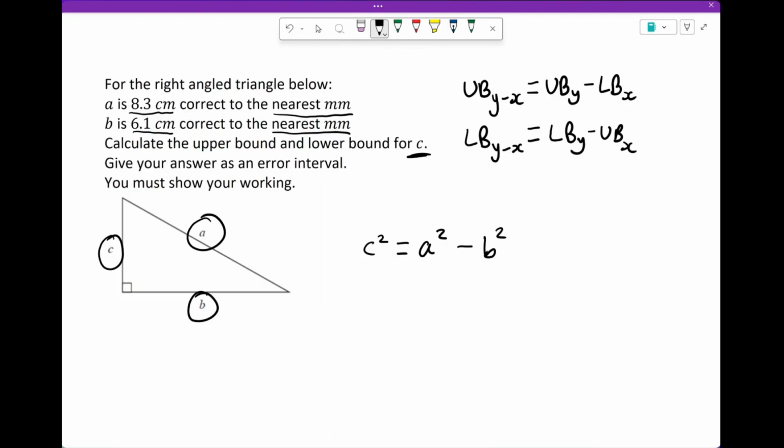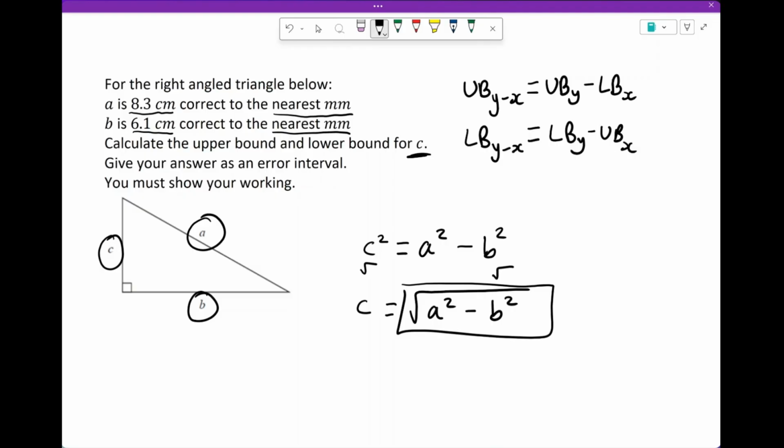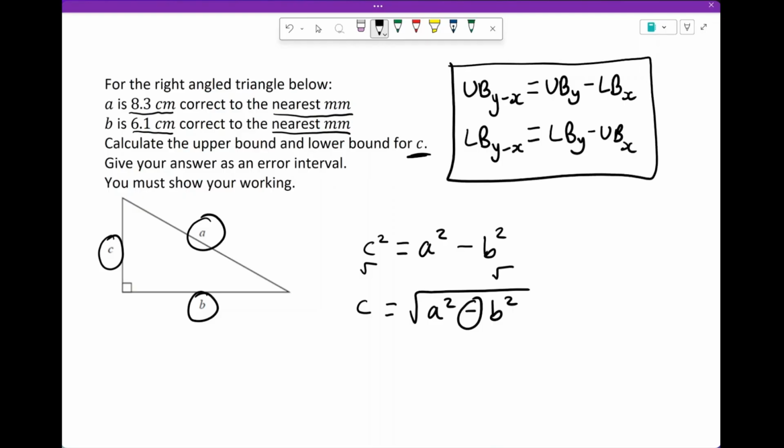So that's the calculation for C squared, but I want to find C, so we're going to have to square root both sides. So we would get C is equal to the square root of A squared subtract B squared like that. So what we've confirmed here is that this is going to be a subtraction calculation that we're interested in. Now, the fact there's a square root doesn't really change things. If you want a square root to be as large as possible, so your upper bound, we need the calculation under the square root to be as large as possible. And if we want the square root calculation to be as small as possible, then we want the calculation under the square root to be as small as possible, which is, of course, a subtraction calculation. So we're going to make use of these two rules we've written up here.